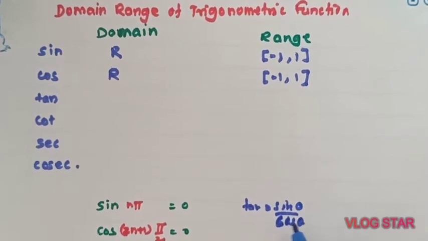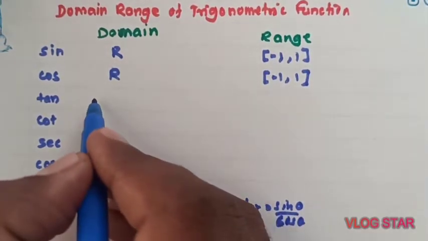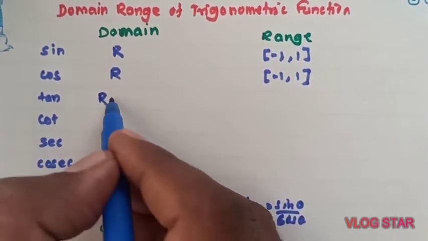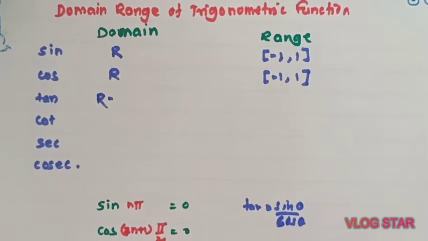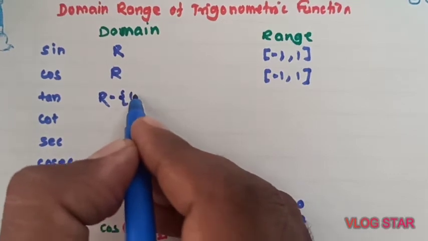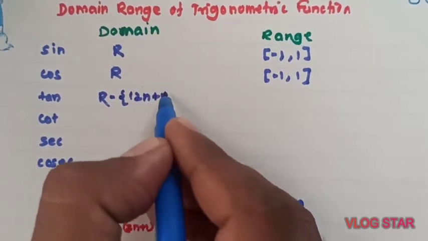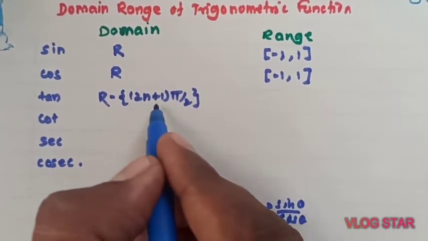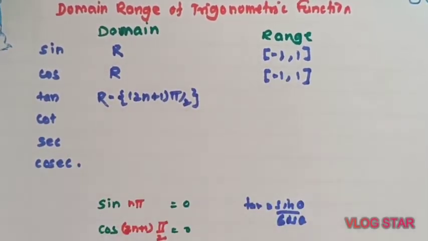As we have discussed before, cos should not be 0, and cos is 0 for odd multiples of pi by 2. So while taking the domain, we have to be careful. We will take real values, but we will not take those real values where cos is 0. Means we will exclude odd multiples of pi by 2, means (2n plus 1) times pi by 2, from the domain.